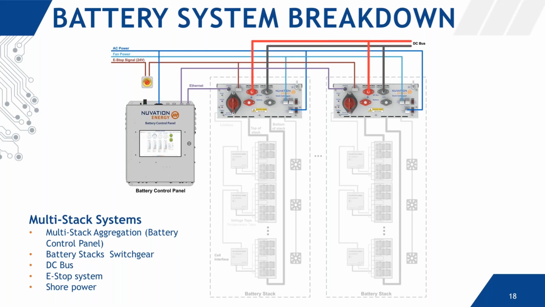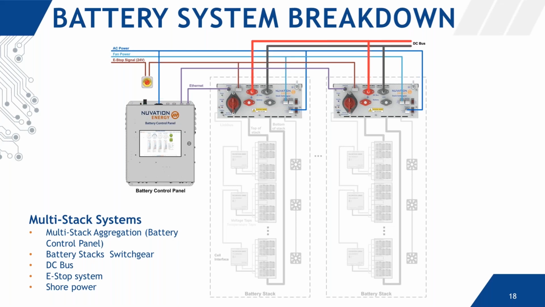So now that we've looked at a single battery stack and broken that down, if we take one step further back, we've then got a multi-stack system. Here, each battery stack is connected to a common DC bus, which is also often connected to a centralized power conversion system. For a multi-stack system, we need some sort of device that can manage the multiple stacks in parallel.